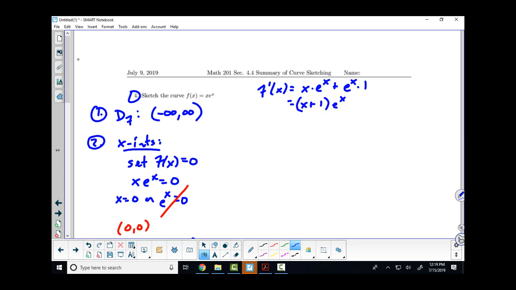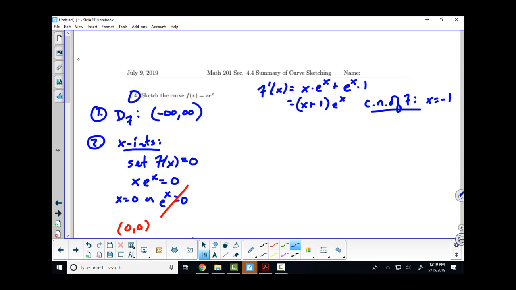Okay. What are the critical numbers of f? They are where f's derivative is either 0 or undefined. Well, this derivative right here is never undefined, but it is 0 when x equals -1. So as Thomas said last time, -1 is a potential location for a what or a what? Min or max. Yeah, let's say local min or local max.